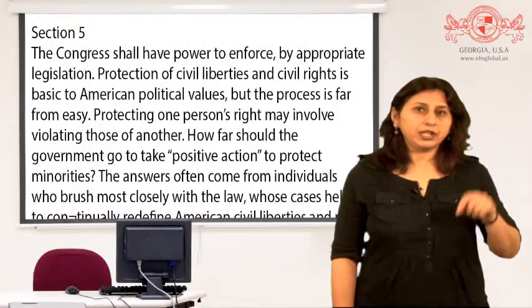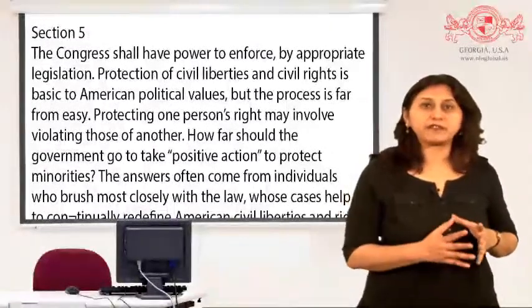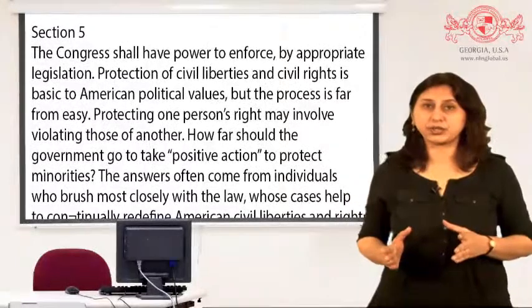Section 5. The Congress shall have power to enforce by appropriate legislation.